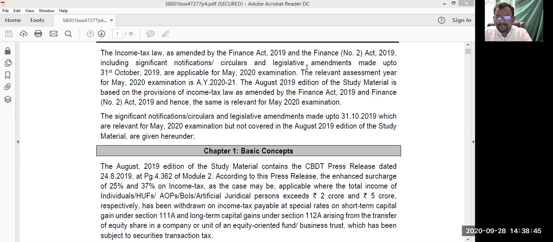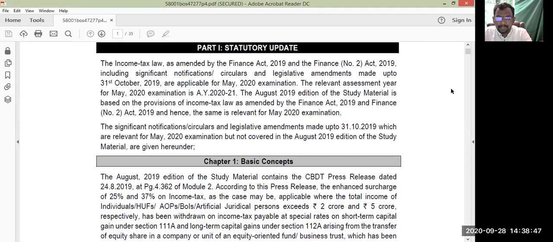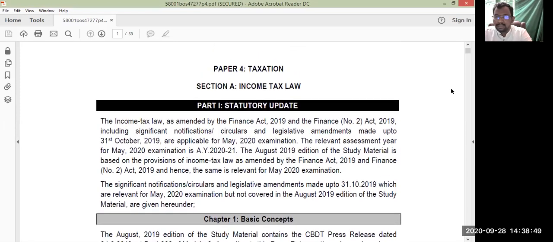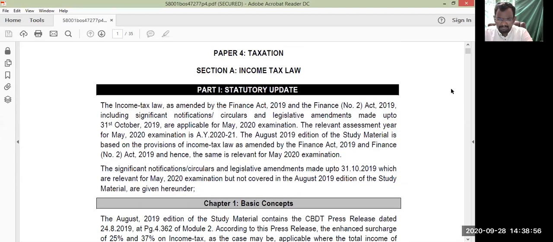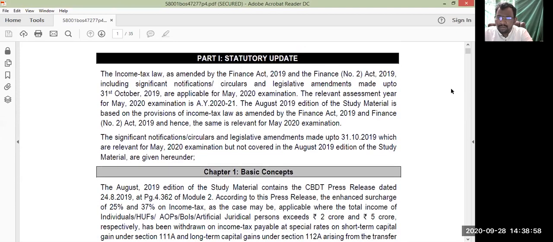So this is the May 2020 RTP, where we have all the amendments applicable for May 2020. Of course, some of the amendments we have already covered in the morning session. Those which are not covered, we will cover now.